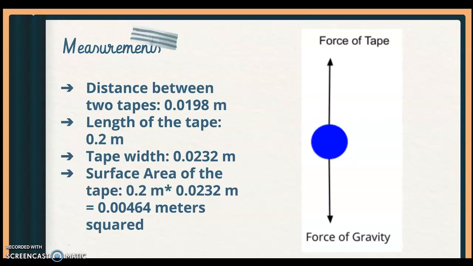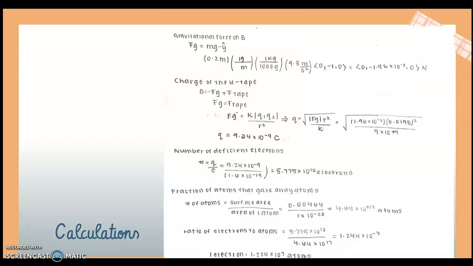Here we have the measurements that we will need to do our calculations. We have the distance between the two tapes, which is 0.0198 meters, the length of the tape, which is 0.2 meters, the tape width, which is 0.0232 meters, and the surface area of the tape, which is the length of the tape times the width of the tape, which is 0.2 times 0.0232, which is 0.00464 meters squared.